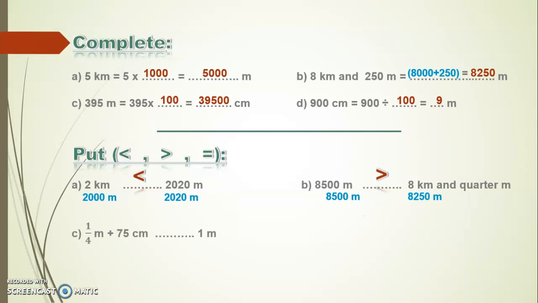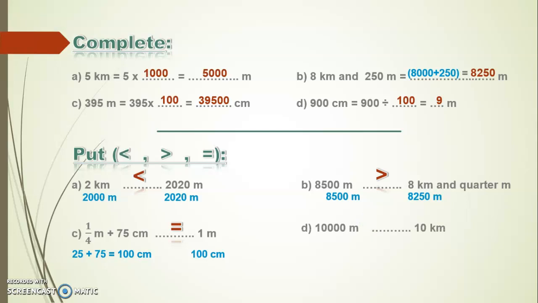1500 meters. Quarter meter plus 75 centimeters, the other side is 1 meter. I can't compare between two different units. I have to convert all the meters to centimeters. So quarter meter is 25 plus 75, it will be 100 centimeters. The other side, 1 meter, it will be 100 centimeters. So both my sides are equal.